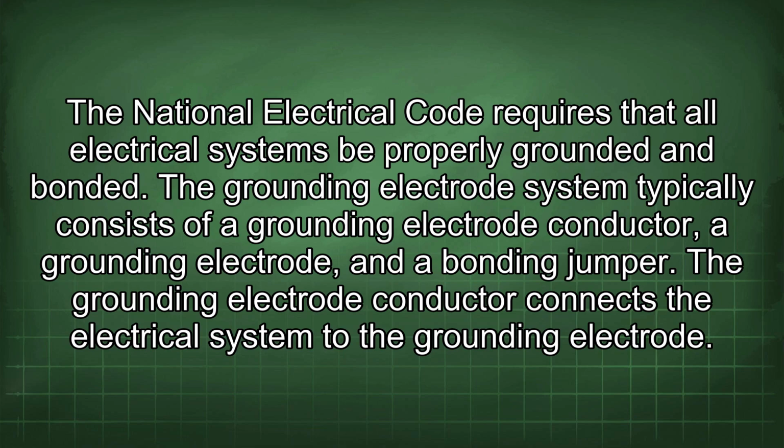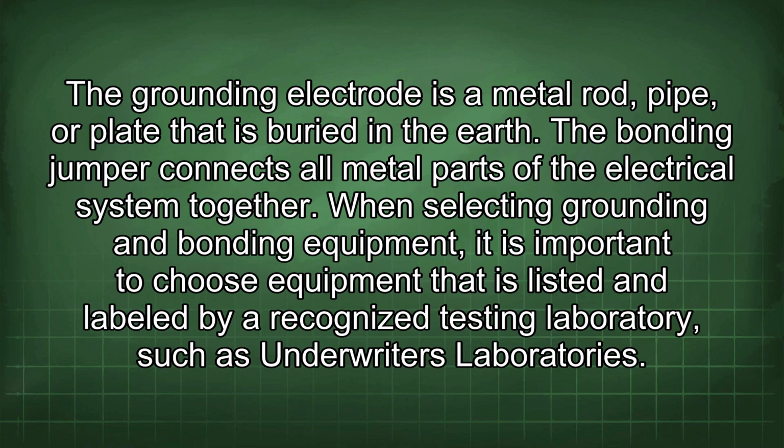The grounding electrode system typically consists of a grounding electrode conductor, a grounding electrode, and a bonding jumper. The grounding electrode conductor connects the electrical system to the grounding electrode. The grounding electrode is a metal rod, pipe, or plate that is buried in the earth. The bonding jumper connects all metal parts of the electrical system together.